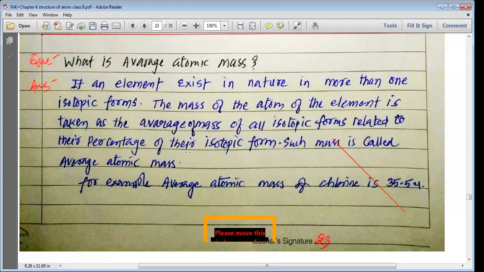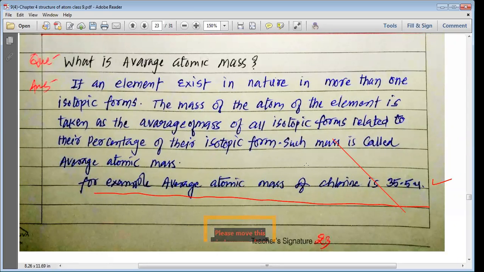Some elements like chlorine have their atomic mass as a fraction. Why do they have their atomic masses as fractions? Because they exist in nature in the form of more than one type of isotope, and so their mass should be calculated as an average atomic mass. Let us study with an example, my dear students. The average atomic mass of chlorine is 35.5 u.